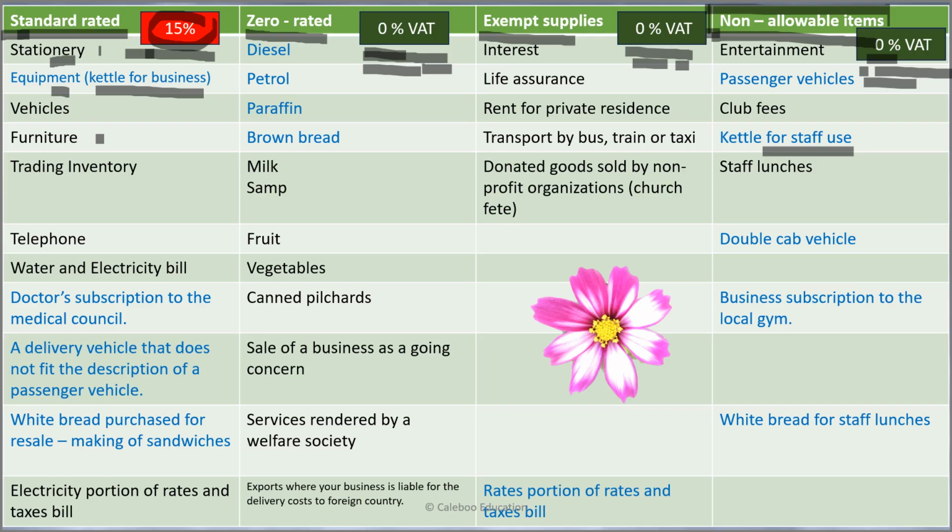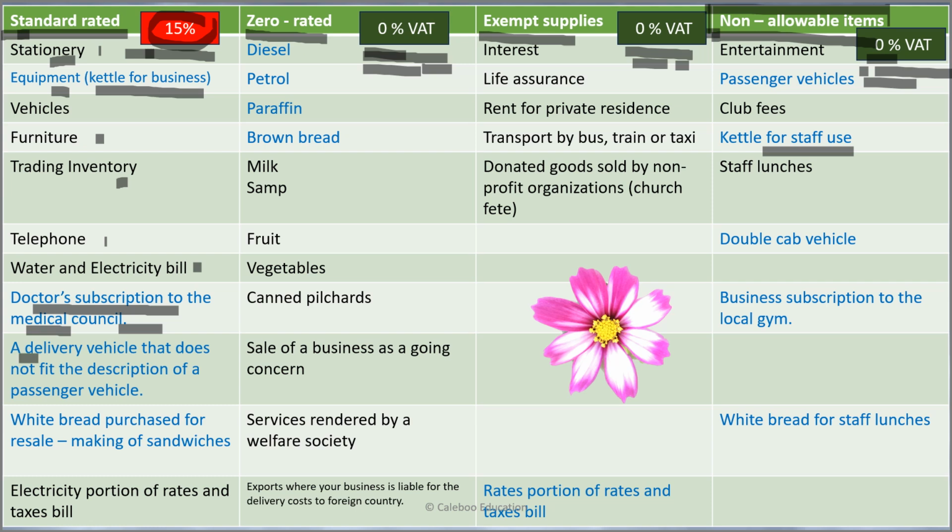Right, furniture, trading inventory, telephone, water and electricity bill, they're all necessary for the running of the business. If you were a doctor and you subscribed to the medical council, you are able to claim 15% VAT because it's necessary for a doctor to stay up to date. So the item is standard rated.